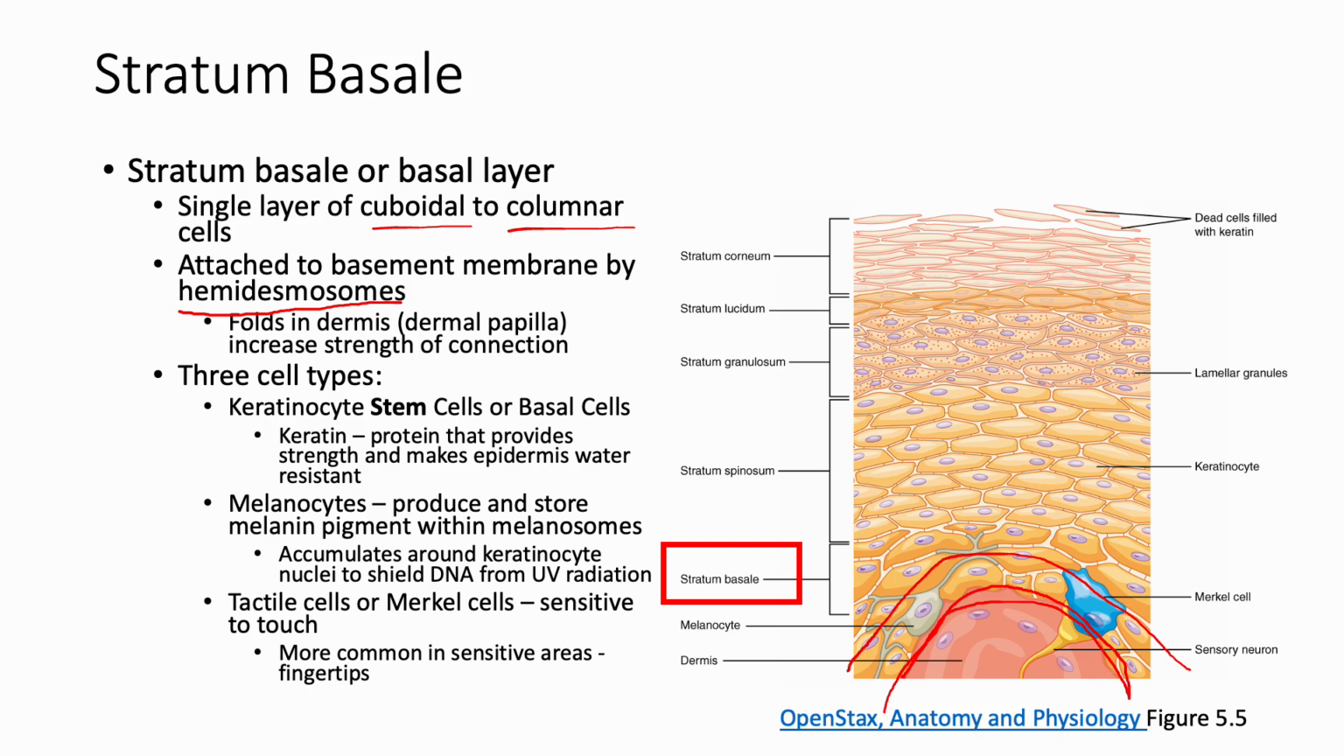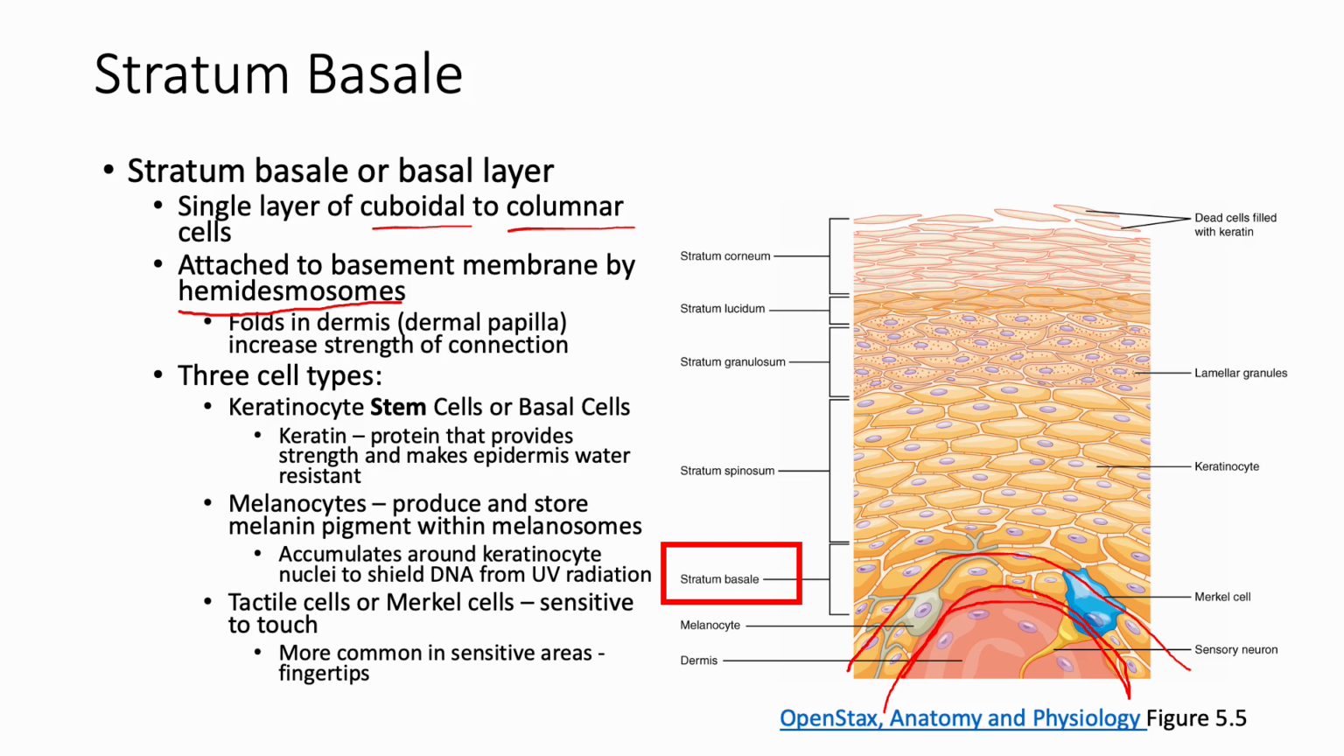These are keratinocytes. So what do you think keratinocytes do? Well, they produce keratin. And keratin is a protein that's going to make our epidermis or our skin stronger. And also we're going to see that it becomes water resistant. So one type of cell we find is the keratinocyte. Now, a stem cell or a basal cell just means this is a cell that's going to continue to divide, right, to produce additional keratinocyte cells.